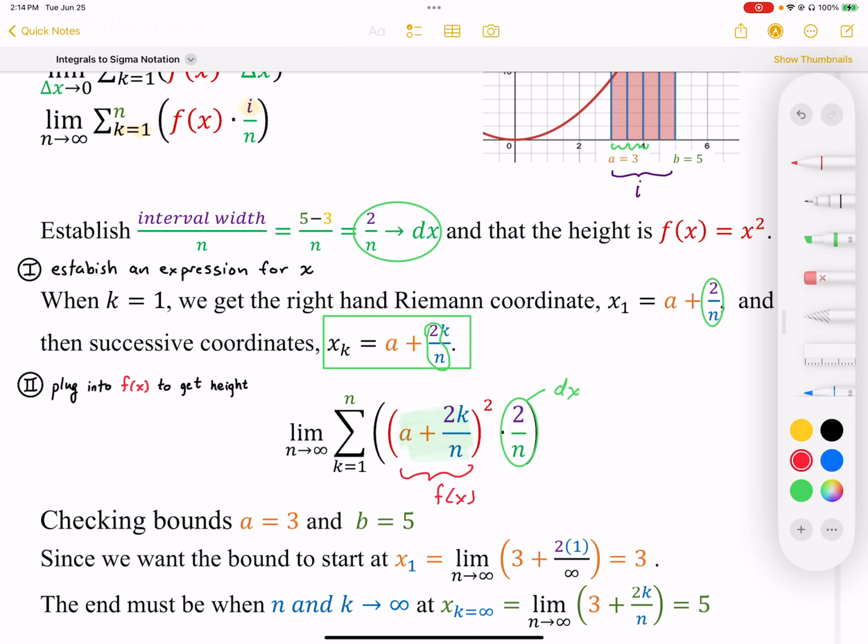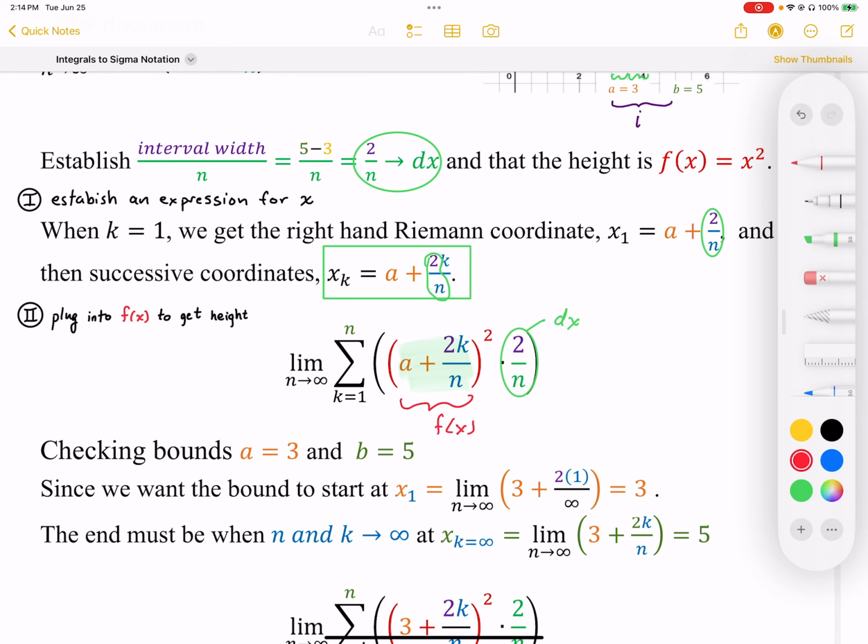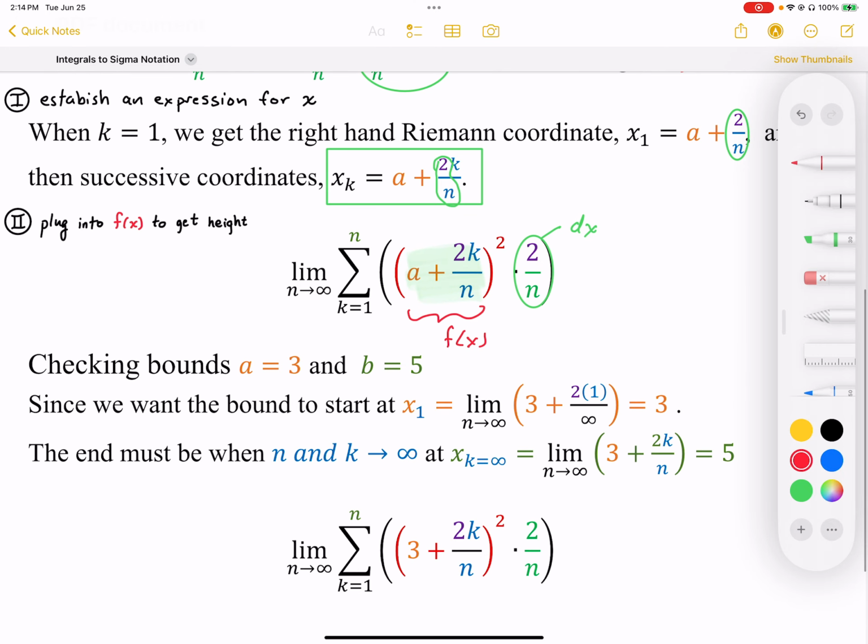So at this point, I want to check my bounds. I want to make sure that I'm going to start at a equals 3 and end at b equals 5. So to check the bounds, I'm going to plug in my k value starting at 1. And in this case, I'm going to let my limit go to infinity. When I do that, I have 2 times 1 divided by infinity. Well, that's just going to give me the starting value. When k equals 1, I'm going to start at 3. My ending point should be when k goes to infinity. So n is infinite, and as we allow k to go to infinity, we're going to choose infinity in here.